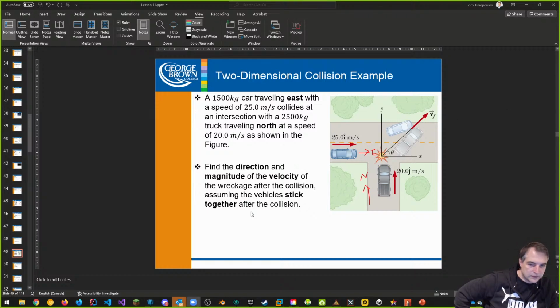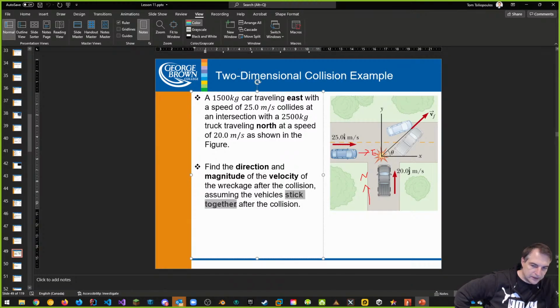Okay, so the question is, find the direction and magnitude of the velocity of the wreckage after the collision, assuming the vehicles stick together after the collision. Stick together, that is a key term there. Stick together means the collision is inelastic. They stick together, all right? They don't bounce apart.